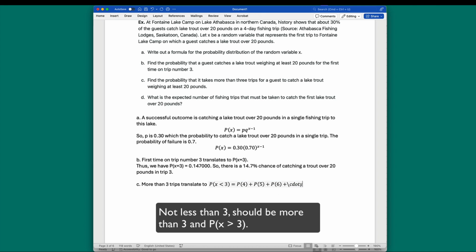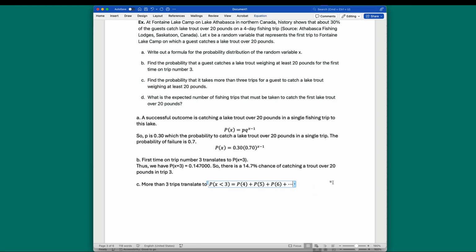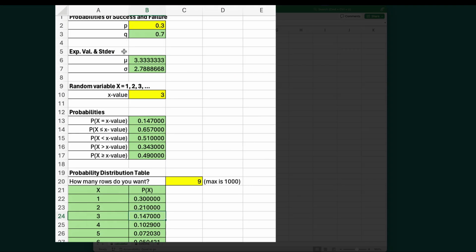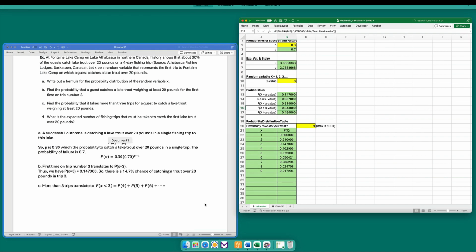Okay, and so to get this, it is going to be 0 point something, so we can figure this out by looking at the calculator. We already have 3 for the x value, so we could just look at cell B16, and so we could see that is our answer there.